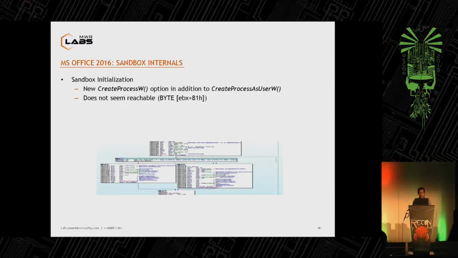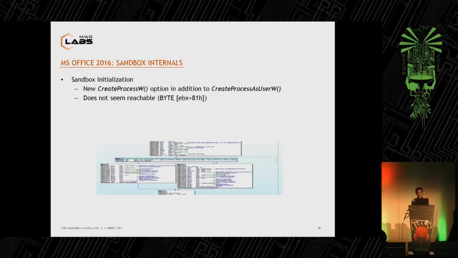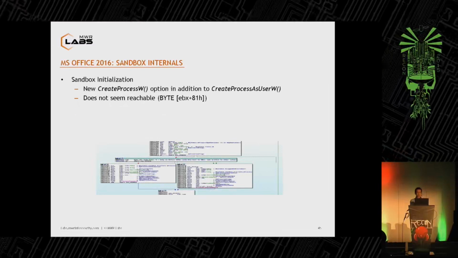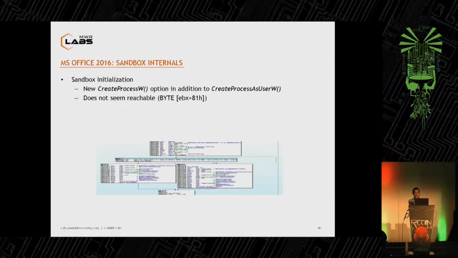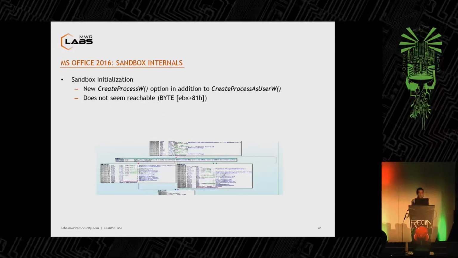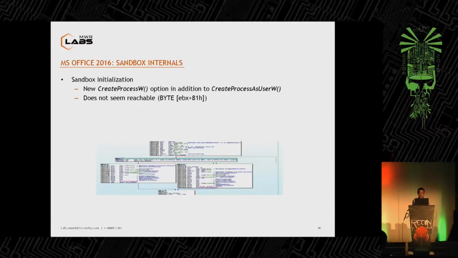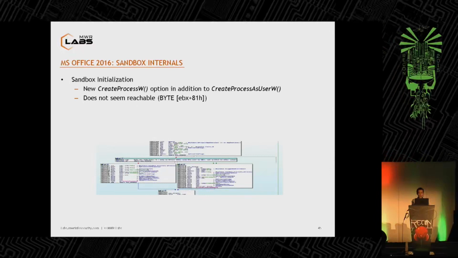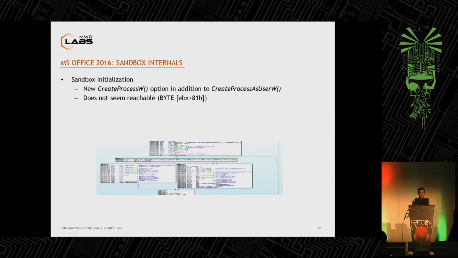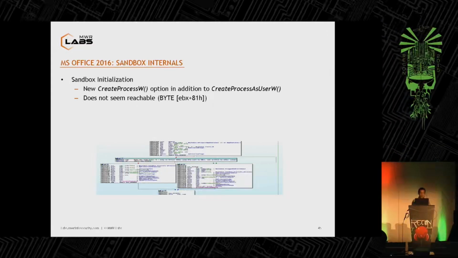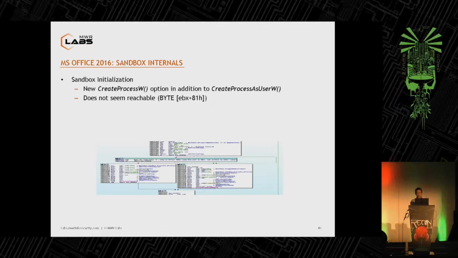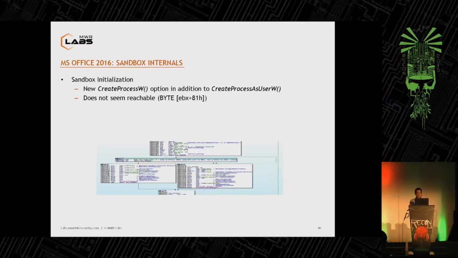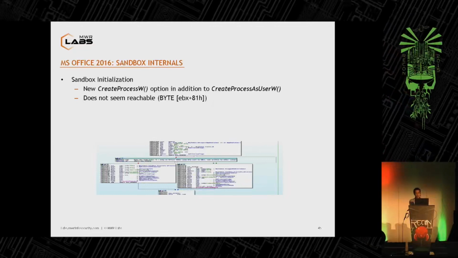Next, most of the startup process has remained the same, except for the addition of a create process code block before starting the Sandbox process. So this additional option looks a bit weird because currently there doesn't seem any way that we can change the conditional byte at EBX plus 81 to cause the branch into create process. So maybe this is related to a future option for protected view.